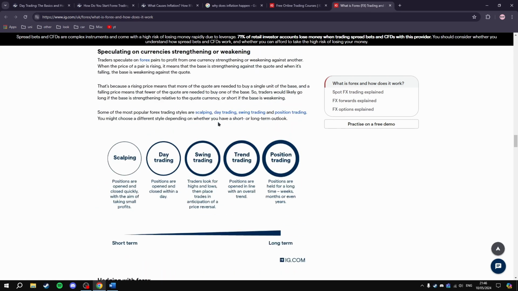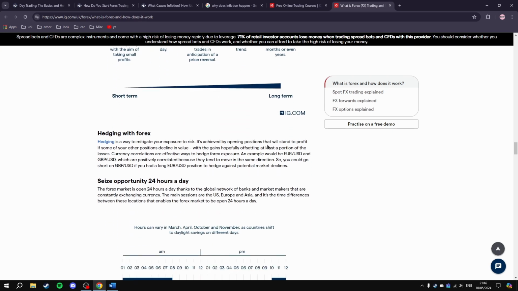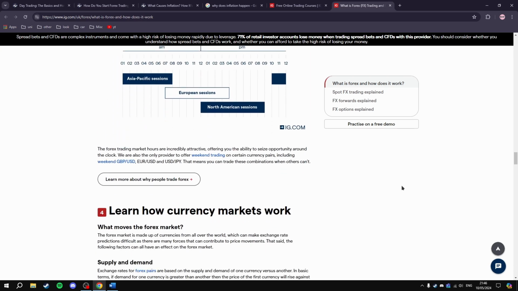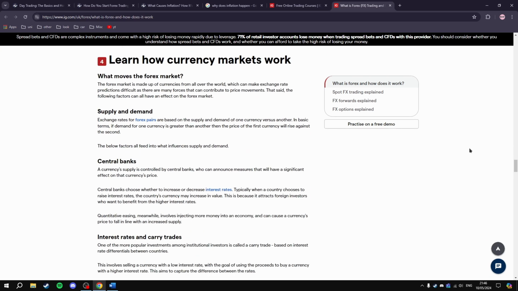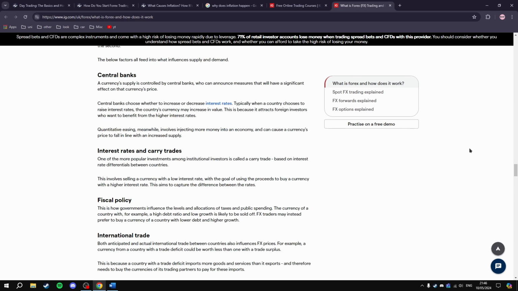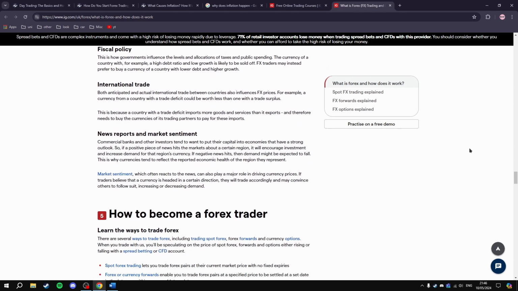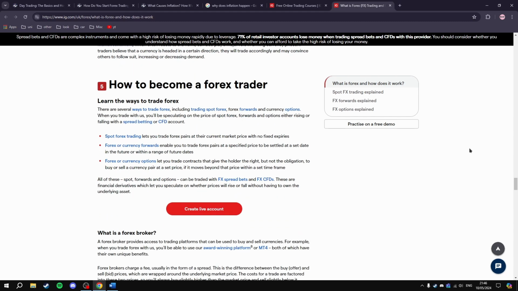Got the different types of trading styles. Hedging with Forex, seizing opportunity 24 hours a day because the market is open 24 hours a day. Learn how currency markets work, what moves the Forex market: supply and demand, central banks, interest rates and carry trades, fiscal policy, international trade, and news reports and market sentiment. How to become a Forex trader.